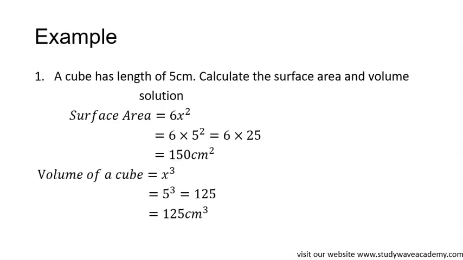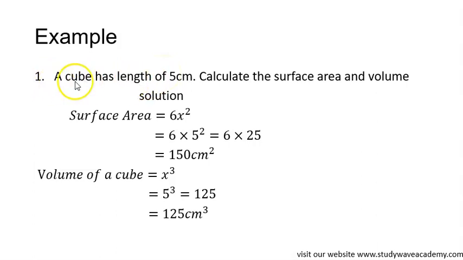Here we have a cube with a length of 5 centimeters. Calculate the surface area and volume. You remember the formula for calculating the surface area of a cube, right? We're going to be using the simplified one: 6x squared. Remember, x represents the length, breadth, or width of the cube. So we input our numbers into this formula. We have 6 times 5 raised to the power 2. You know where this 5 came from? It's from the length, right?